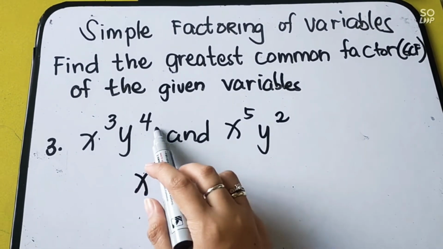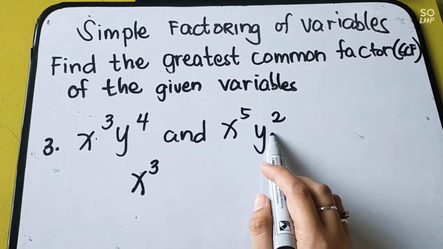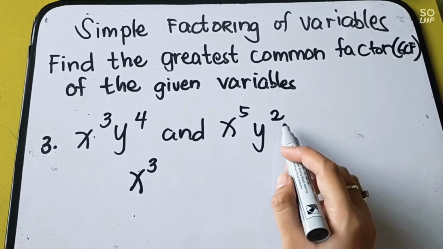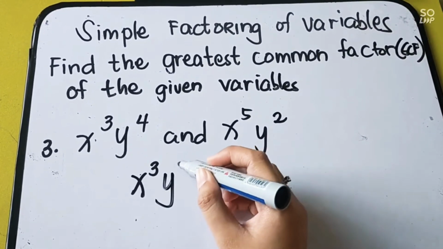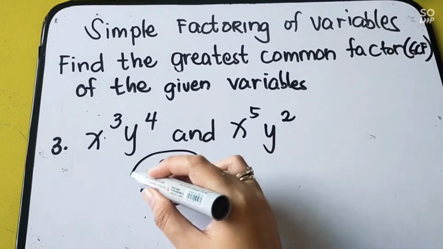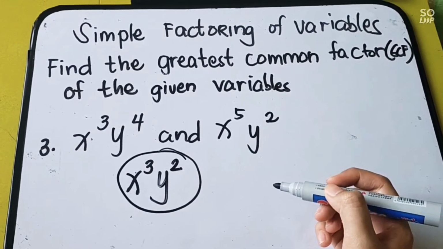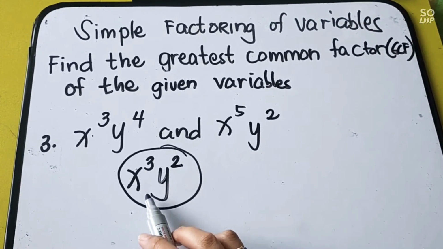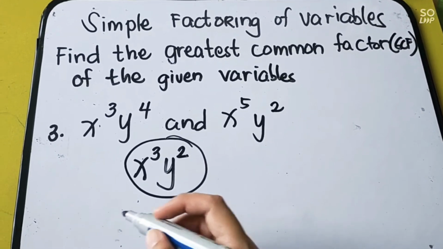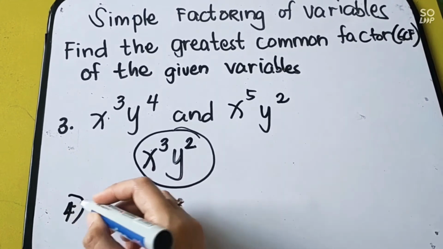What if we have y raised to 4 and y squared? We have y squared. That is the greatest common factor of the given variables. Alright? Another one.